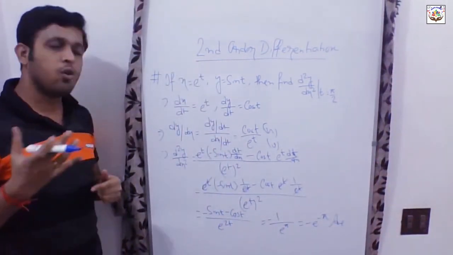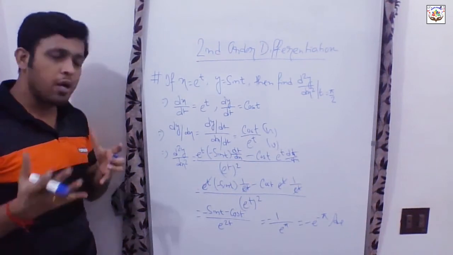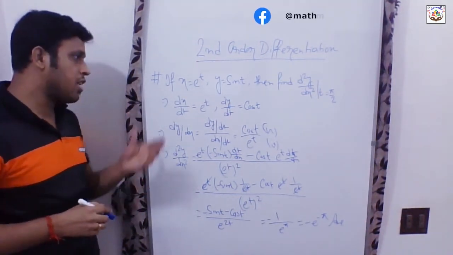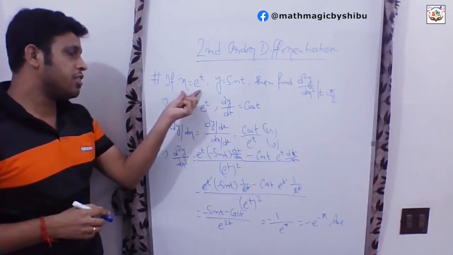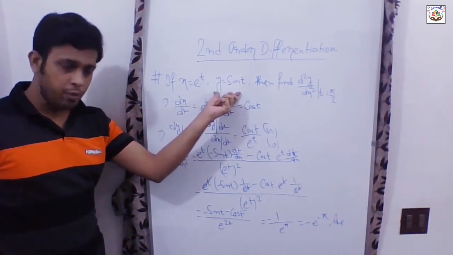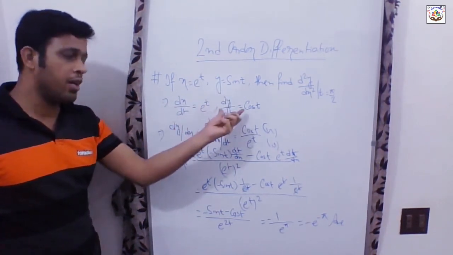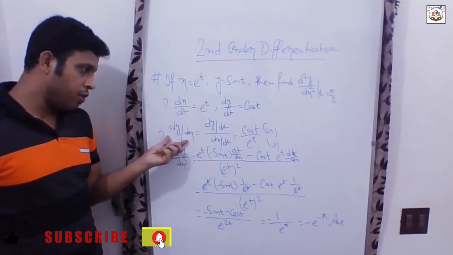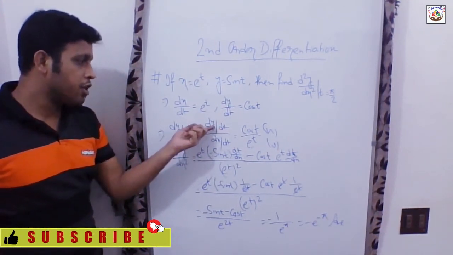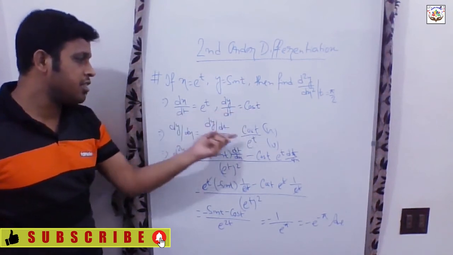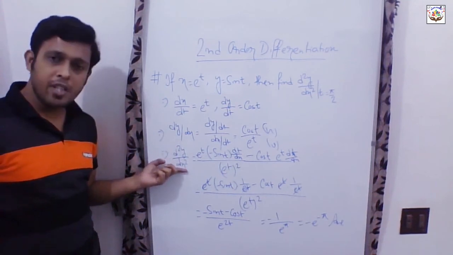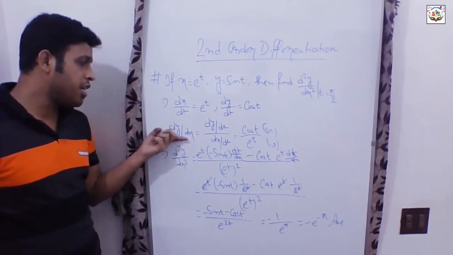Just go step by step and try to understand how I have proceeded with the problem. Let me recap it once. At first I differentiated this expression with respect to t, and again differentiated that expression with respect to t, so we got dx/dt and dy/dt. To get dy/dx, we know dy/dt needs to be divided by dx/dt, so we did the same. dy/dt is cos t and dx/dt is e to the power t.